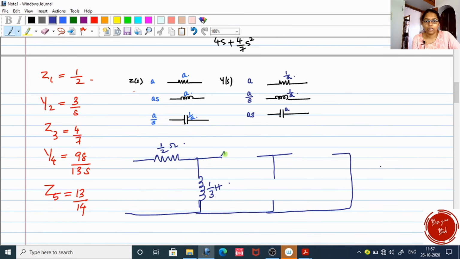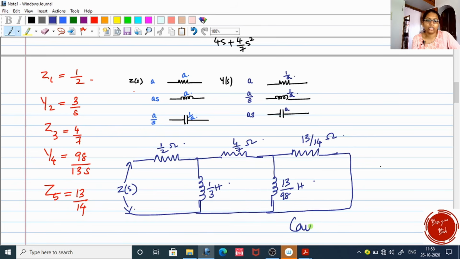Third one is a number, 4 by 7 ohms, and fourth one it is y, so check from this table, it is 98 by 13 s, so A is 98 by 13, so inductor value is 13 by 98 Henry. Lastly, it is a number, so it's a resistor with value 13 by 14 ohms. So this is your z of s, and this is a representation of Cauer 2.